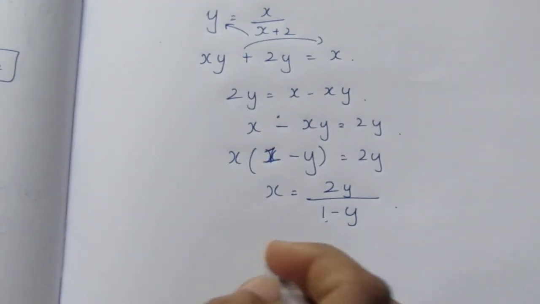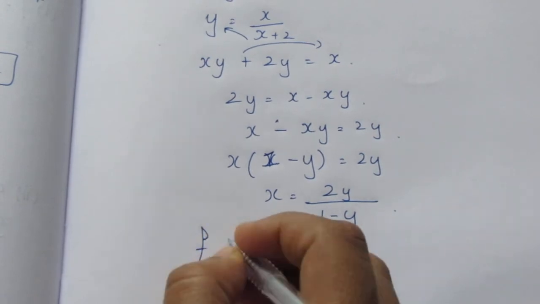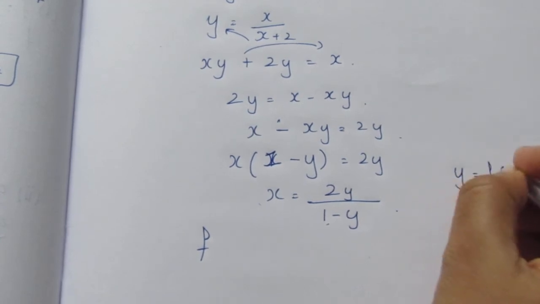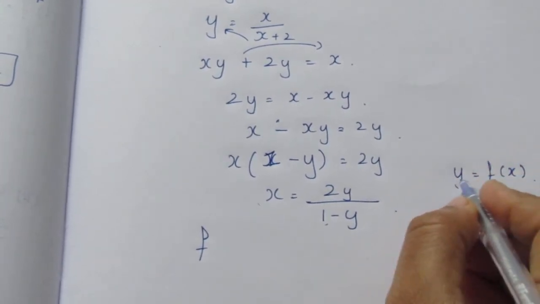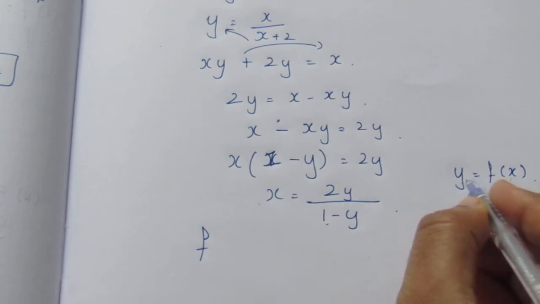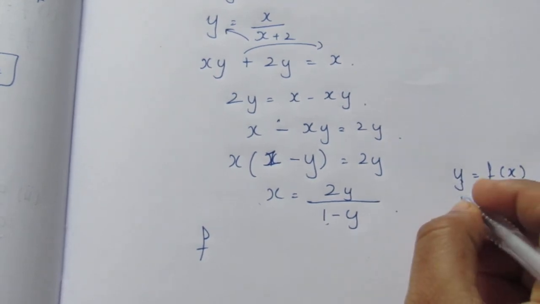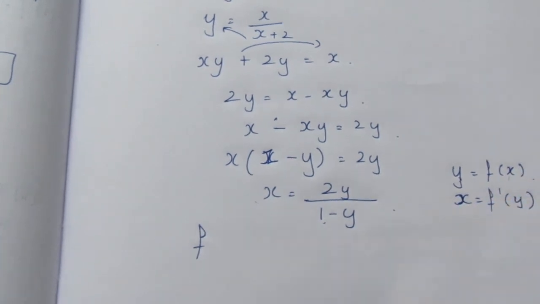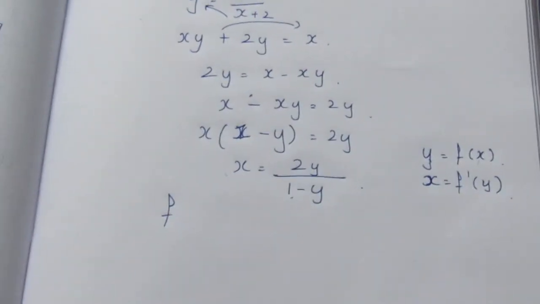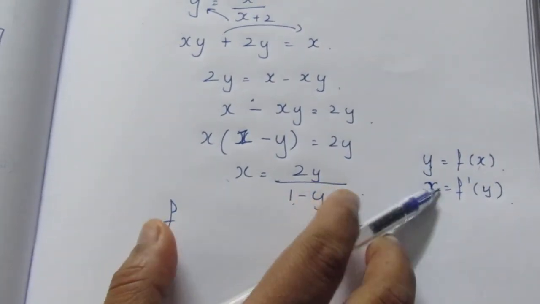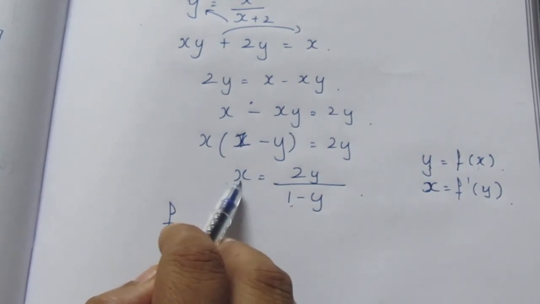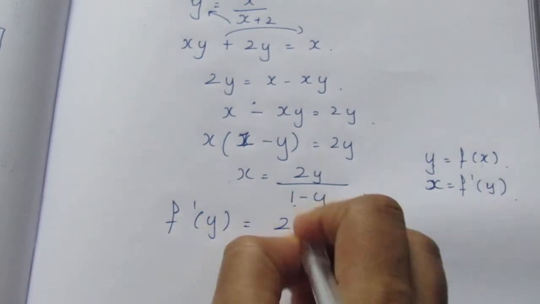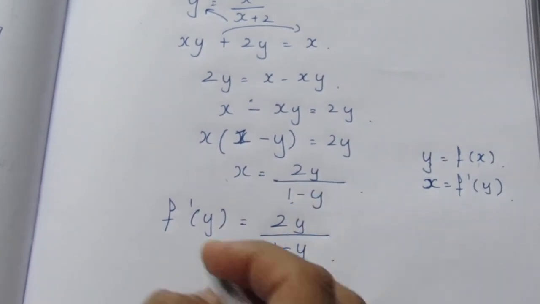They have asked for inverse. Inverse means x is nothing but what? We have taken y is equal to f of x. If I bring x to one side and y to the other side, x is nothing but f inverse of y. So just remember this, x is nothing but f inverse of y. So instead of x we can write f inverse of y is equal to 2y by 1 minus y.